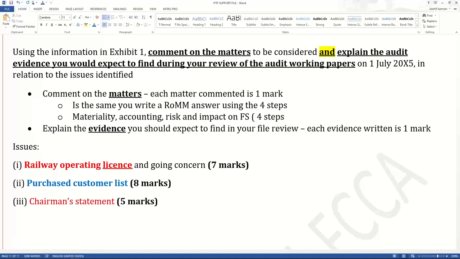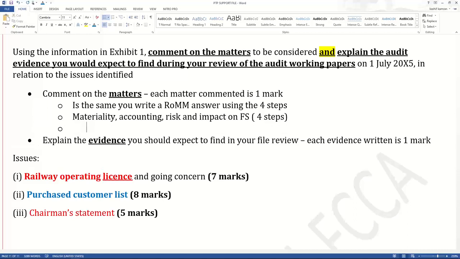Now my concern is that a lot of the time the student only thinks about the four steps when they are commenting on a matter. You need to understand that there might be a matter which is an accounting matter, right? If it is an accounting matter, then in the case of an accounting matter, the four steps are very valid: materiality, accounting treatment, risk, and the impact on the financial statement.